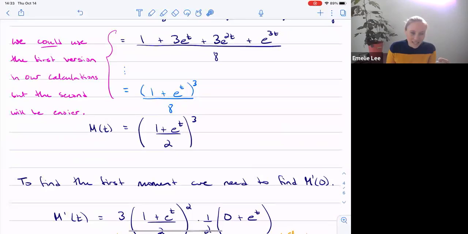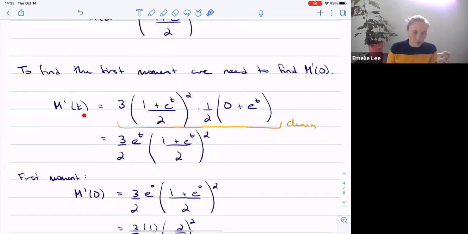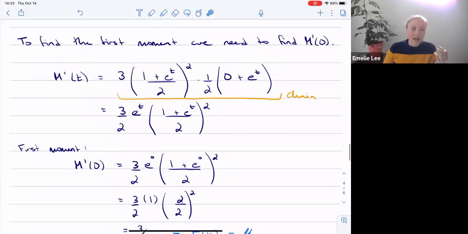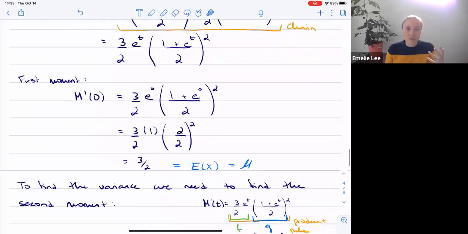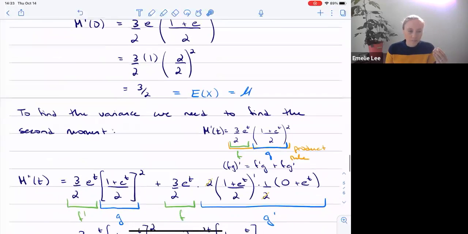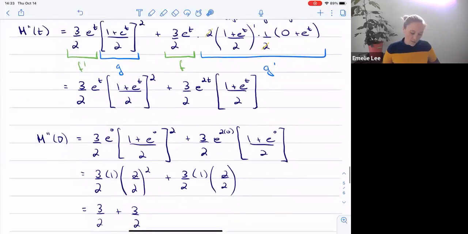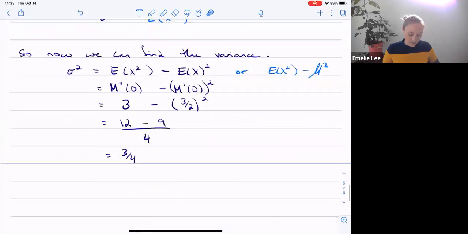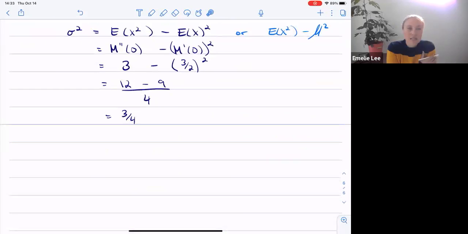And then we take the derivative of it first time, second time, potentially third time, fourth time, whatever, and evaluate them at 0, and then we can use those, right? So once you have that moment generating function, then it becomes a lot easier to find things like mu and sigma squared, right? The mean and the variance.